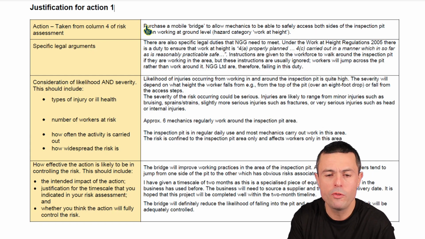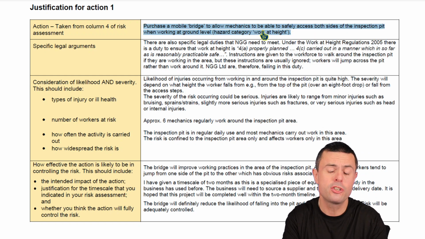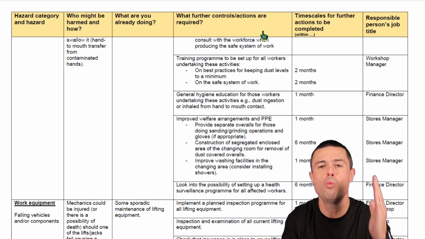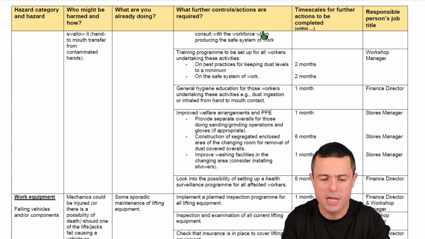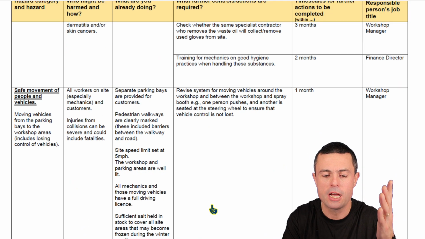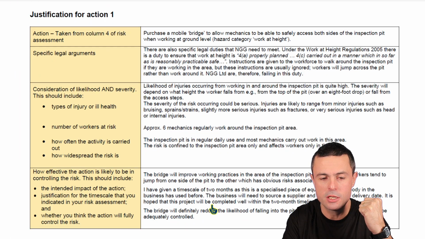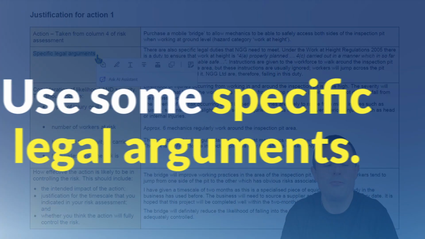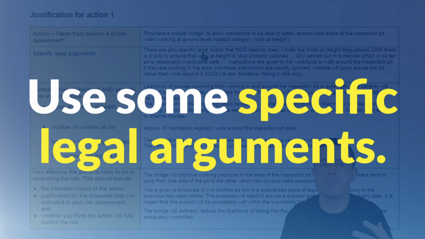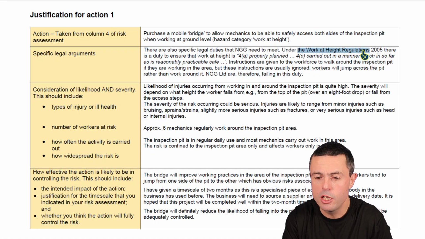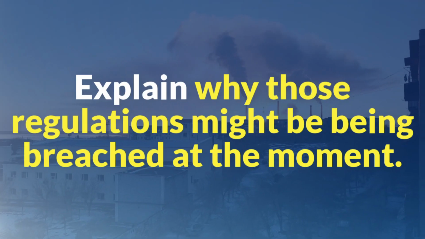So here we have to say what the action is, and it's worth noting that that action has to come from the risk assessment. So it has to come from somewhere in here. Word for word, you copy one of these actions, just one. It could be this one here, for example. You copy that and you choose that as one of your actions. So you would take that and put it in that box there. You then have to use some what we call specific legal arguments. And so you will look at a specific regulation, if there is one available. Here we've used the work at height regulations, and explain why those regulations might be being breached at the moment.